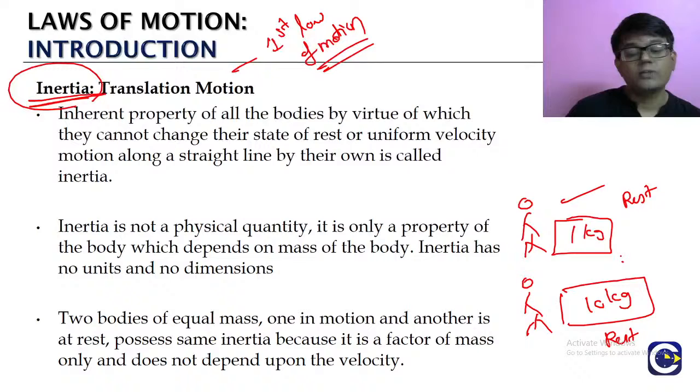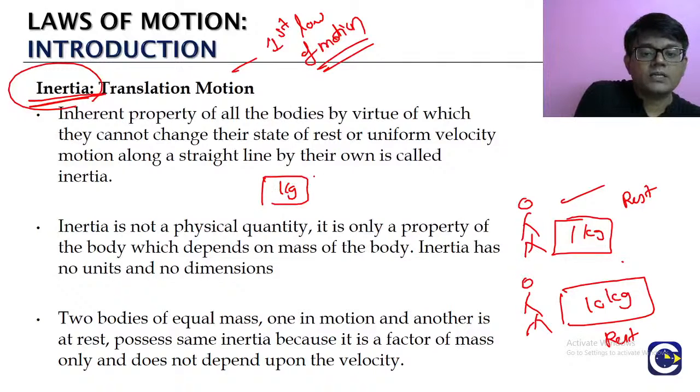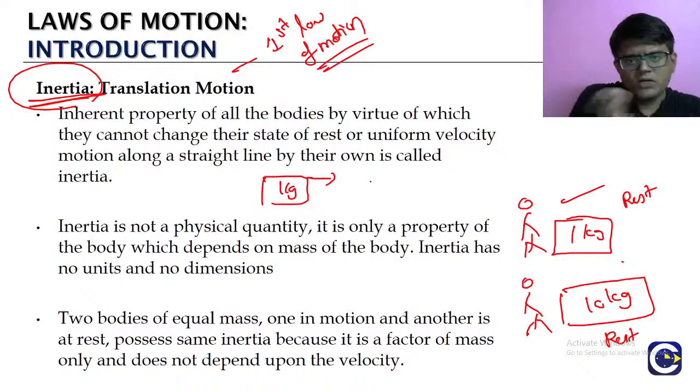The 1 kg cannot move on its own, the 10 kg cannot move on its own, which means what? This 1 kg object which is at rest, or the 10 kg object which is at rest, is not able to change its state on its own. Somebody has to come and apply the force. Similarly, if you look at a 1 kg object which is moving with some velocity, can it come to rest on its own? No, it cannot come to rest on its own.